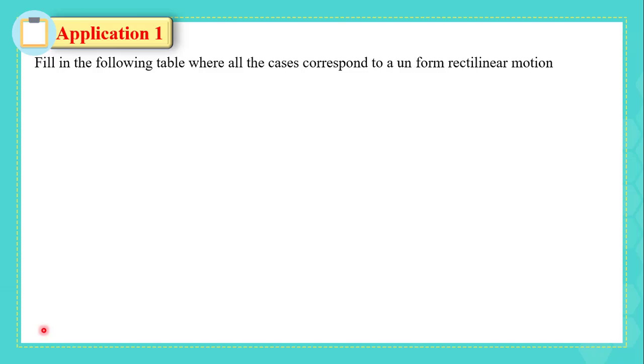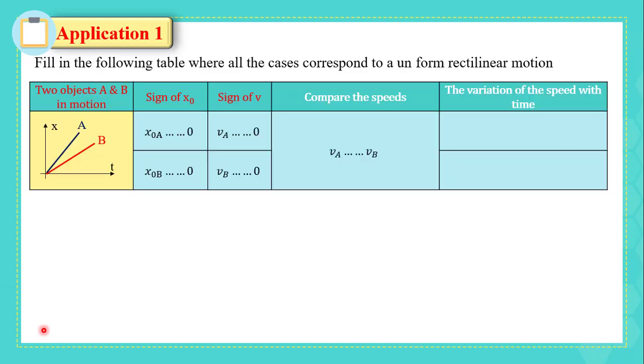In the same application, we have two objects A and B in motion. We need to indicate the sign of the initial abscissa of both curves A and B, the sign of the speed of both curves A and B, then compare their speeds and indicate the variation of the speed with respect to time. For curve A, x0A is equal to 0 since the curve is passing through the origin, and since it is an increasing straight line, its slope is positive, which means that vA is positive.